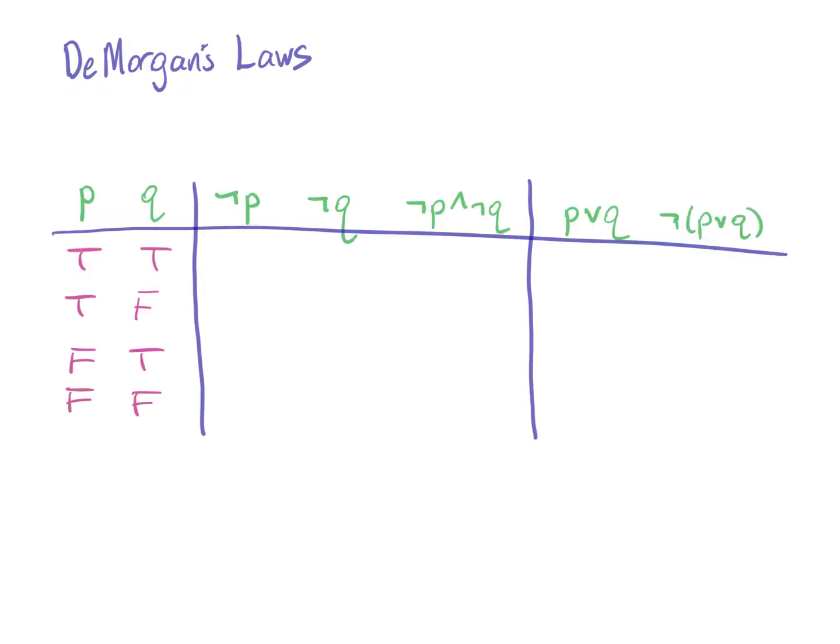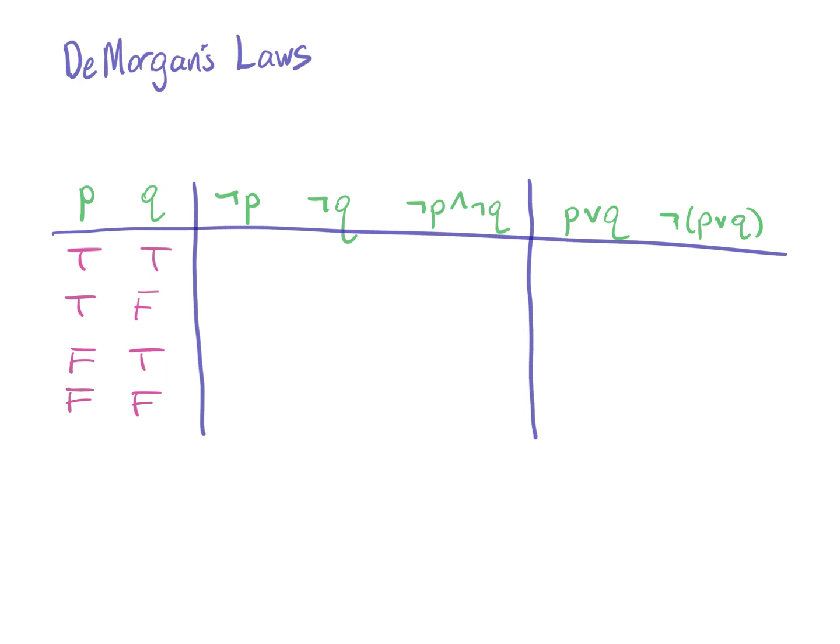Here's a more complicated example. We're going to look at one of DeMorgan's laws. DeMorgan's laws are a more complicated logical equivalence. This time I'm going to do a truth table with two variables. I'm actually going to do two truth tables here, but I'm going to share the input variables, so that's why I've drawn two lines like this.